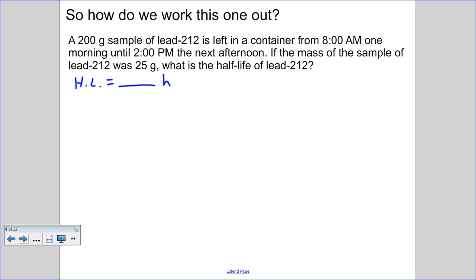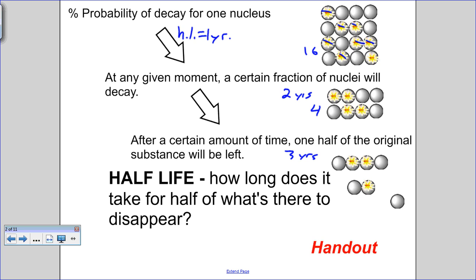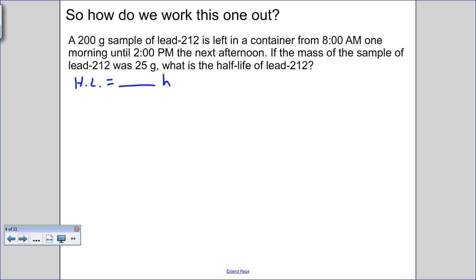So what we have, information that we have. We don't have to draw a diagram for this. You can if you want. It's easy enough. It'll look a lot like this diagram back here. So what we're doing is we're starting. So the initial mass, 200 grams. Final mass is 25 grams.